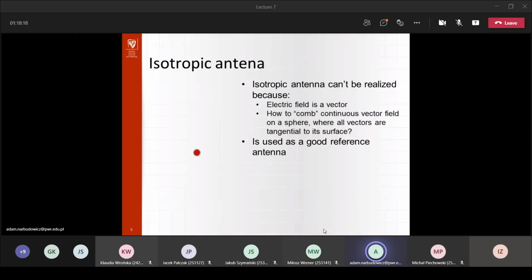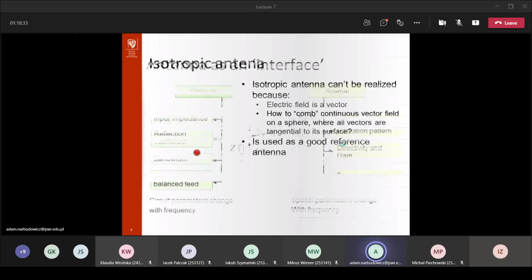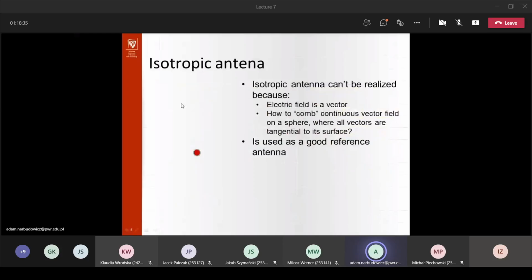Okay, going back to the isotropic antenna. This is basically an antenna that radiates the same amount of energy in every single direction. But what is significant is that this antenna cannot be realized in practice. The reason for that is that the electric field is not a scalar, it's a vector, right?